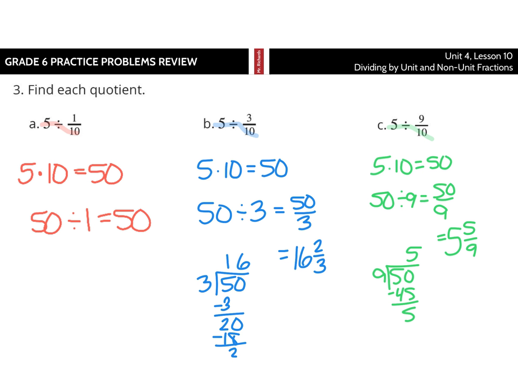And so this is also equivalent to 5 5/9. And so here we have our solutions of 50, 16 2/3, which is the same thing as 50/3. And lastly, 50/9, which is the same thing as 5 5/9.